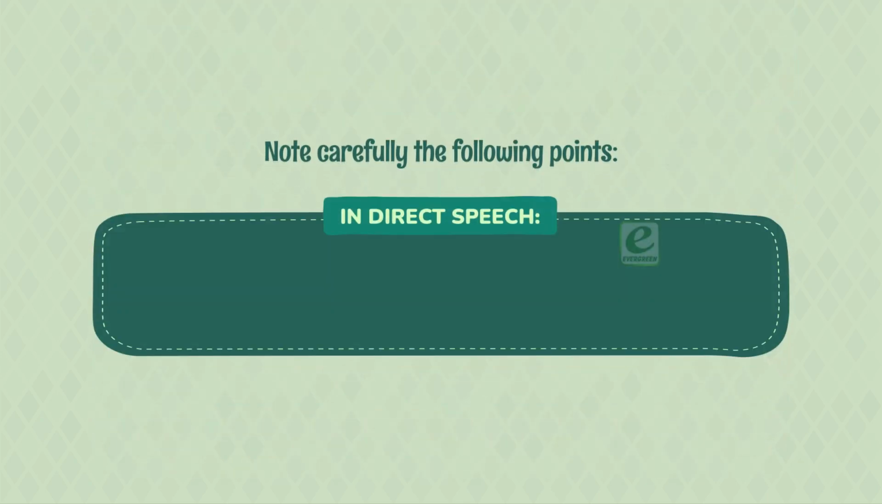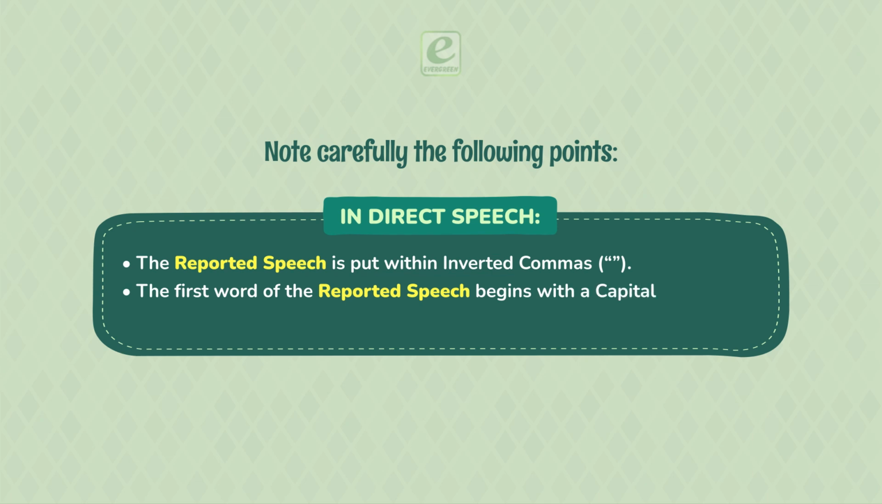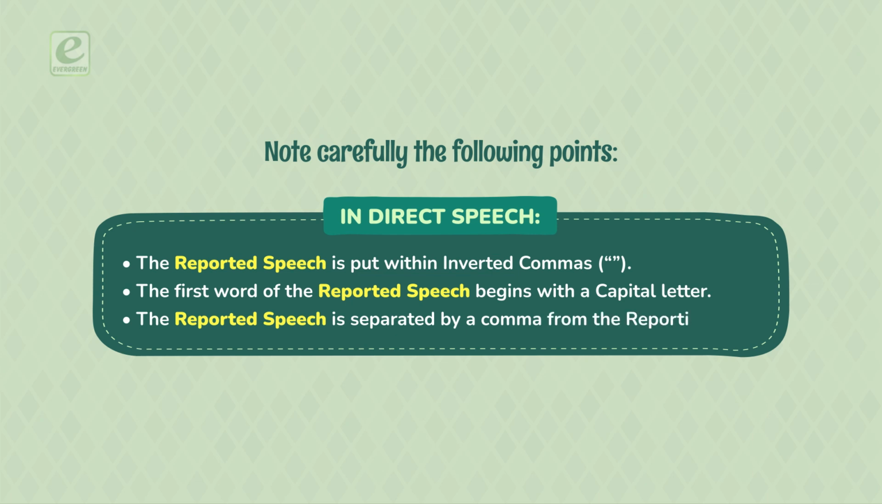Note carefully the following points. In direct speech, the reported speech is put within inverted commas. The first word of the reported speech begins with a capital letter. The reported speech is separated by a comma from the reporting verb.